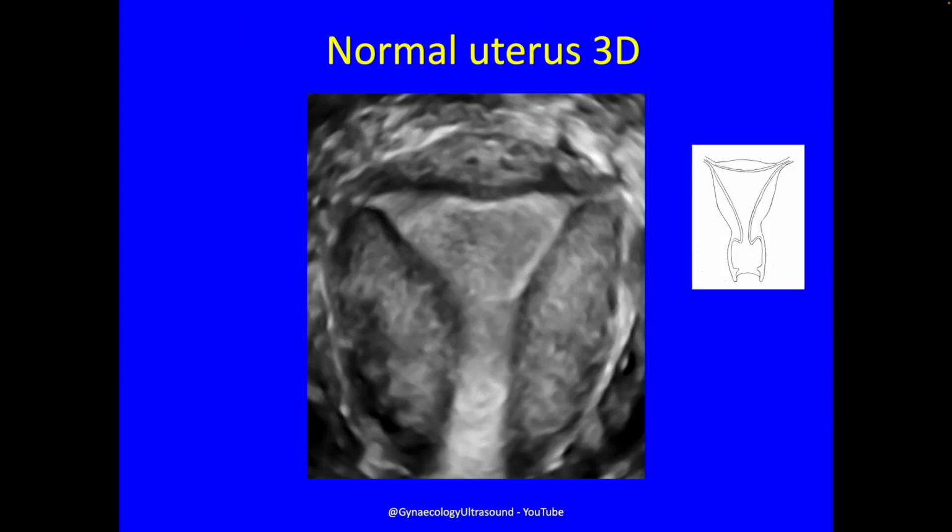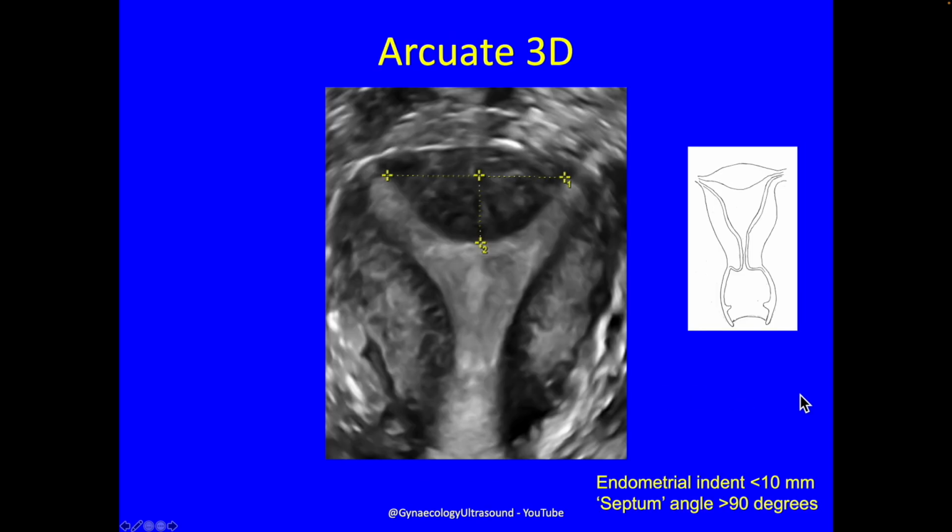So this is a normal uterus seen on 3D. Here you've got the top of the uterus, which is nice and convex, the top of the endometrial cavity, which is flat, interstitial portion of the fallopian tube on this side and the other side. This here is the endometrial cavity going down toward the cervix. This is one side of the uterus and this is the other side. So this is a normal uterus on 3D.